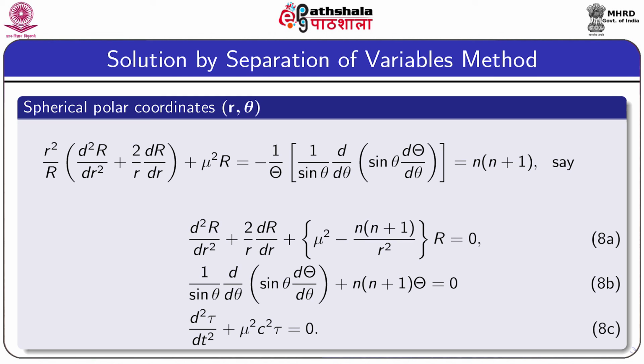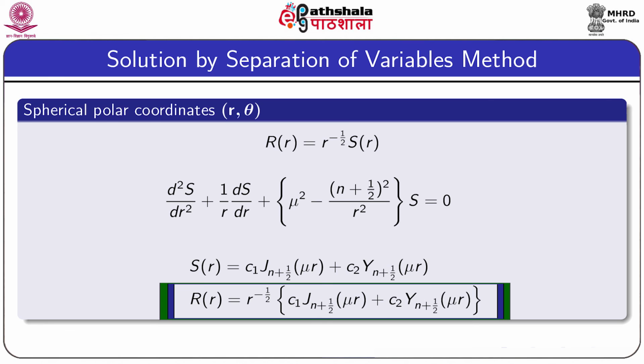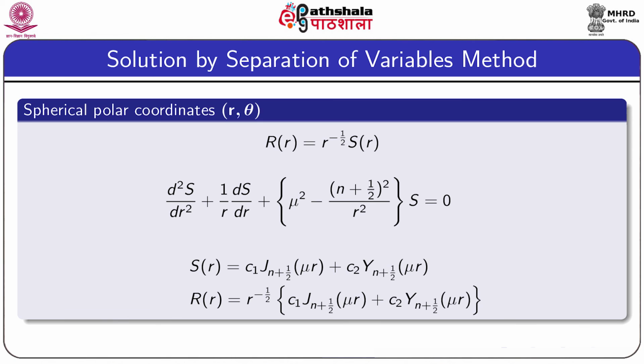Now, if we look at the R equation, this is not a Bessel equation, but if we give some transformation to the dependent variable capital R, it is possible to reduce the equation to a Bessel equation. So, this is the necessary transformation. We use this transformation, capital R equals small r to the power minus half into capital S. Now, the equation in terms of capital S becomes the one shown here, and this equation is known to us. This is the famous Bessel equation of order n plus half.